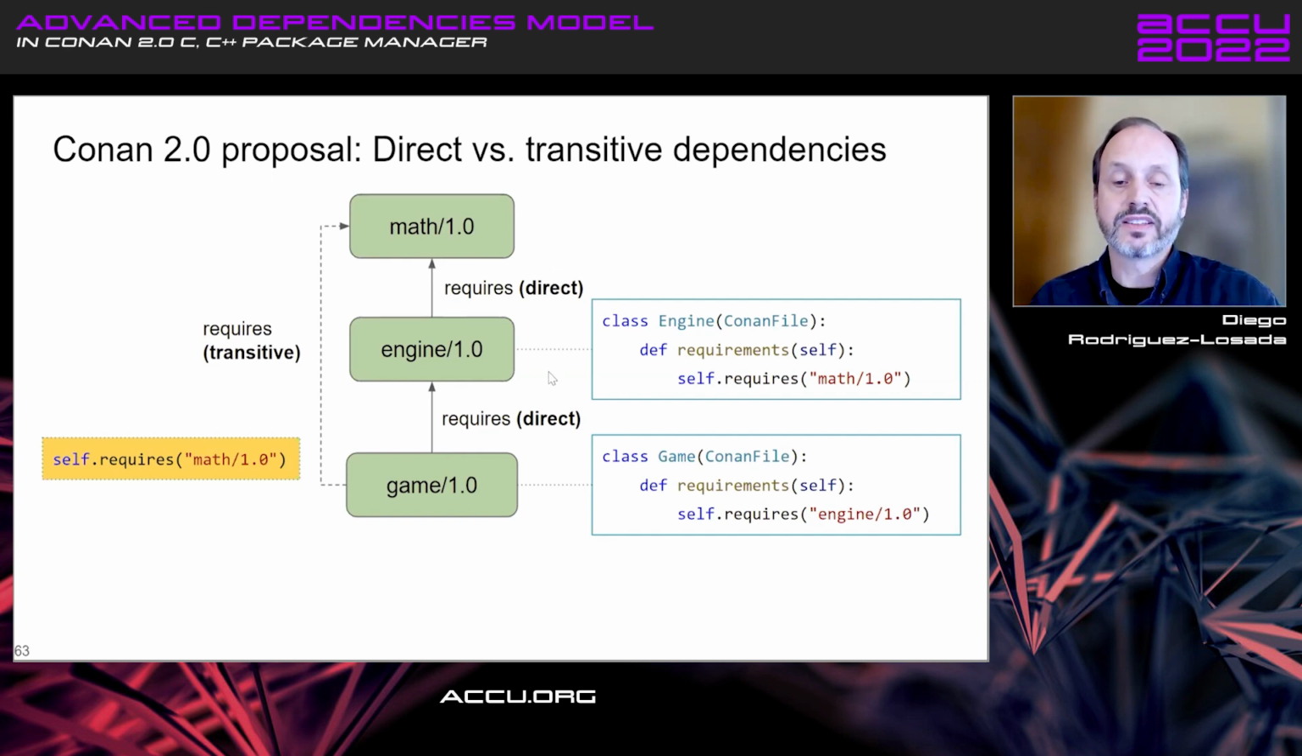But the thing is, in the dependency graph, this is creating kind of a virtual computed requires, and it's telling game, as engine depends on math, game also depends on math somehow. We need to understand how, but game depends on math. This transitive requires is equivalent to if we wrote self.requires math 1 in the game recipe, that we don't, but it's more or less the idea. Okay.